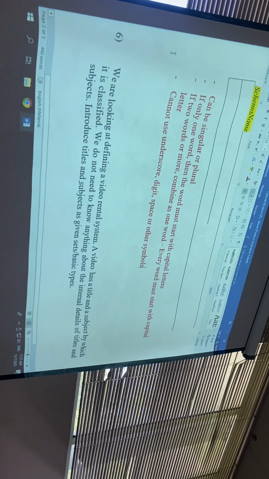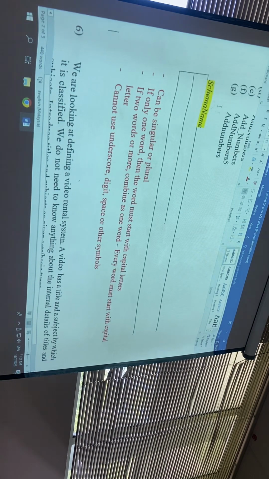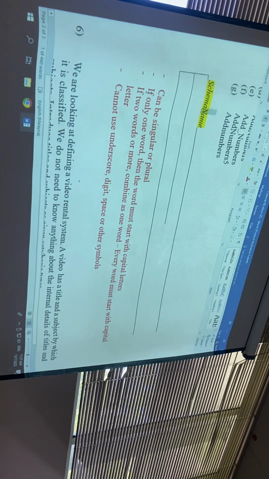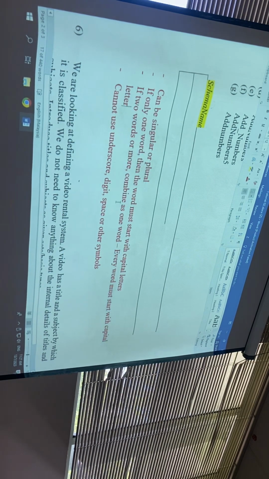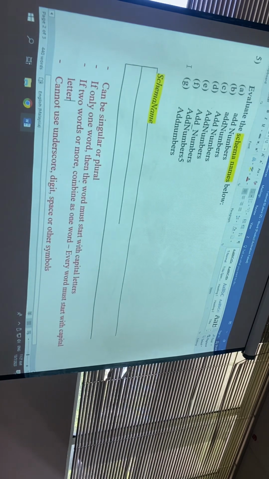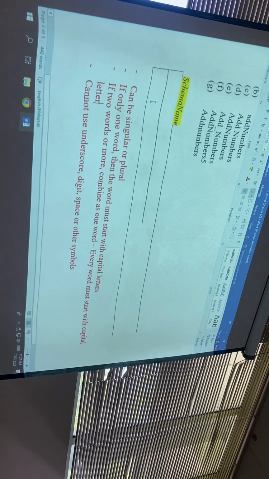So that is the rule for the schema name. If you see this name, you can see the schema name has capital letter and capital letter. If two words or more are used, you combine as one word, and every word must start with capital letter. Understand? It is actually stricter than identifier rules. Identifier you can have underscore and so on, but schema name cannot.